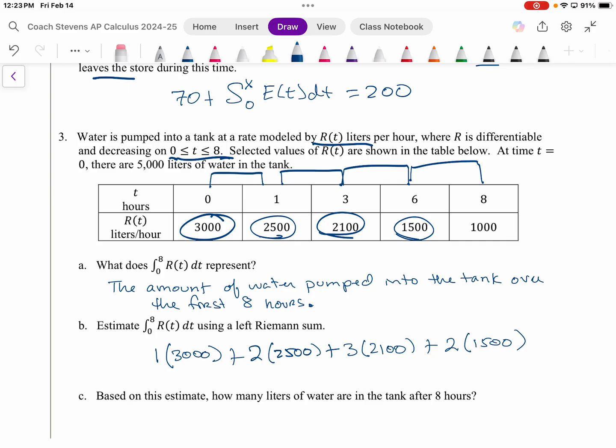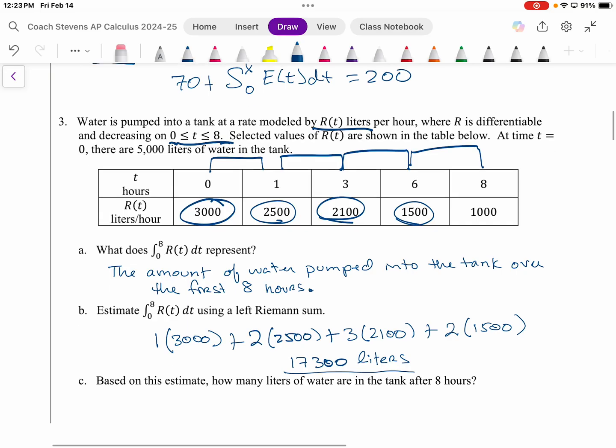Again, this is not one where we take 8 minus 0 and divide it by something because they don't tell us how many rectangles to do. So this one we have to do 4 rectangles, starting with the left one. What does that work out to be? 17,300 and it's liters. So over the 8-hour period, 17,300 liters was pumped into that tank.